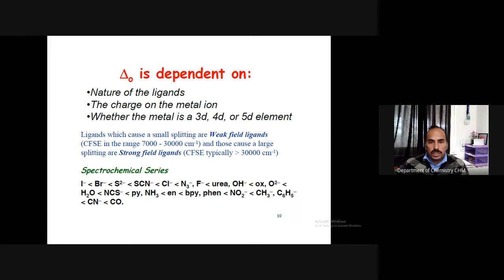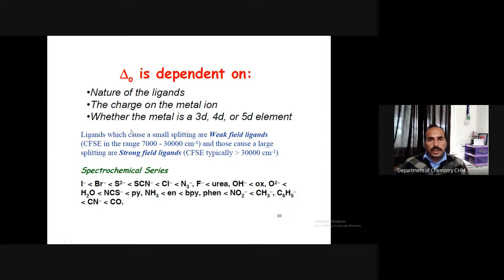A +3 oxidation state will have more splitting than a +2 oxidation state just because it can attract the ligands. The negatively charged ligands will have more attraction with a highly positive charge, right? So in that case, there is a better interaction between the metal and ligands, and that is why you will observe more splitting.